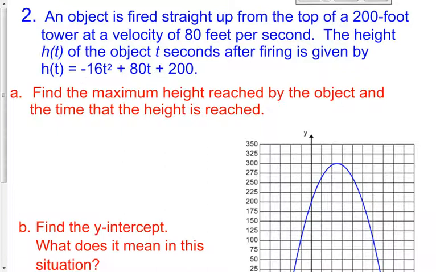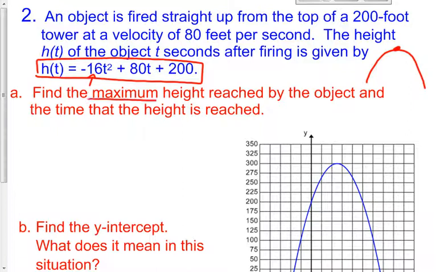So once again, like our problem number 1, it has a negative a value, doesn't it? That negative 16t squared tells us that it's going to be a parabola that opens down. So for that reason, the vertex is going to be an absolute maximum point. So find that maximum height, find h right here, and the time that the height is reached. So find the x and the y coordinate of our vertex.